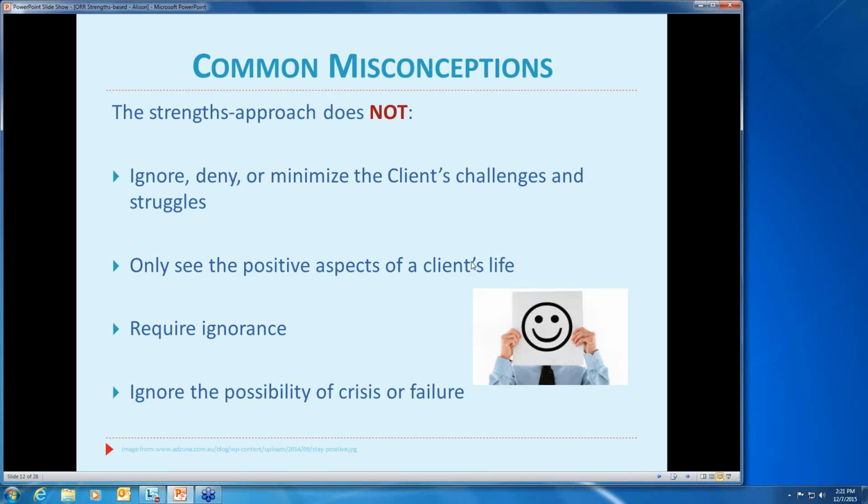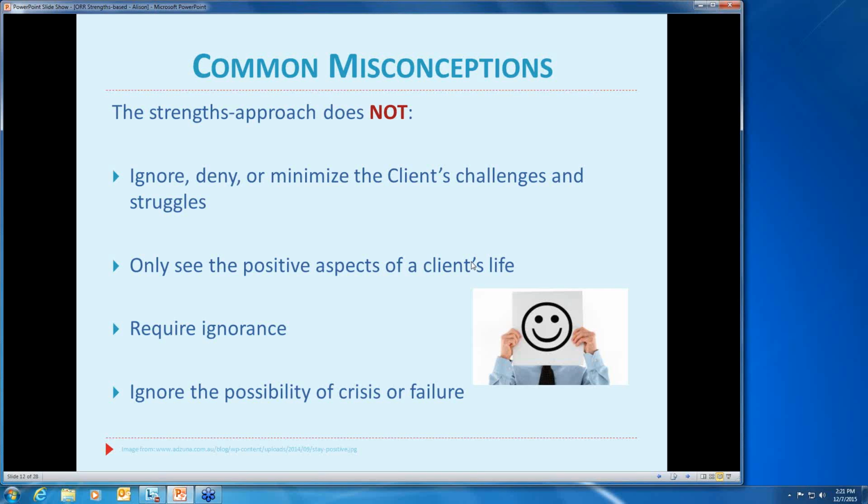It's not our role to ignore or minimize anything that the client's struggling with. It's not our role, when they turn to us or express what they need help with, to say, oh, but look at all these great things you're doing and that you have done. You can do that in a way, but not in a way that minimizes or demeans any of the client's struggles or their emotions. It's also not our role to see only the positive aspects of a client's life. It's good for us to see the whole picture.